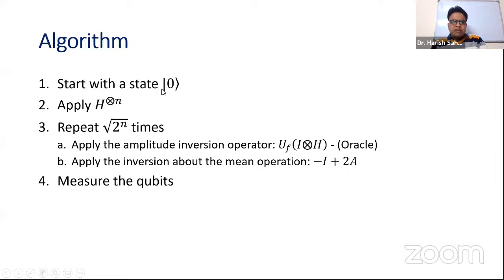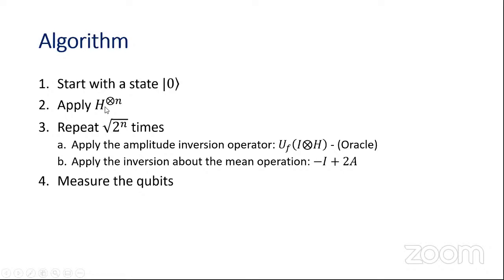It goes from all zeros, n times, to all ones, n times. So how many entries will be there? Basically 2 to the power n amplitudes will exist simultaneously in this superposition. Does anyone have any doubt about this?